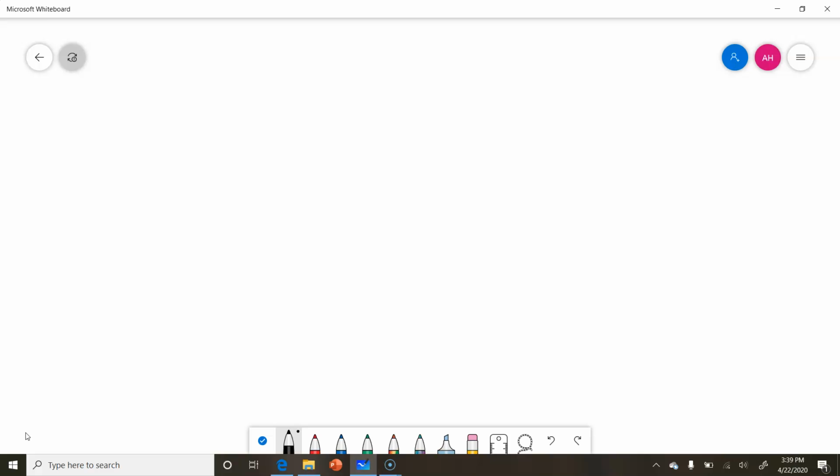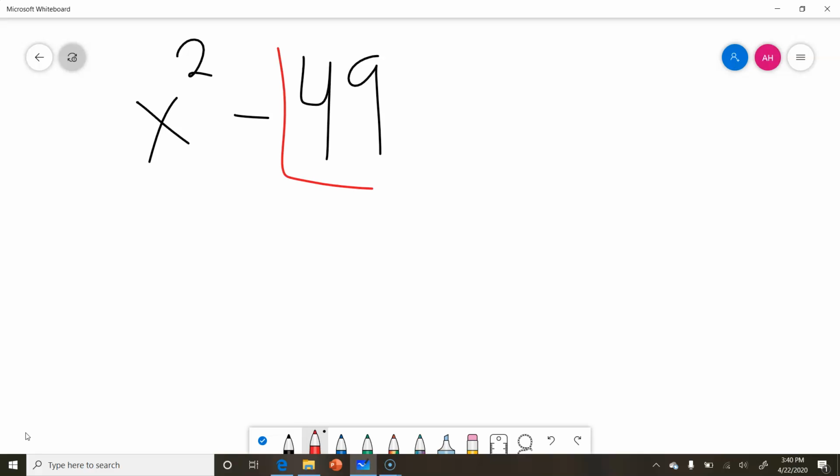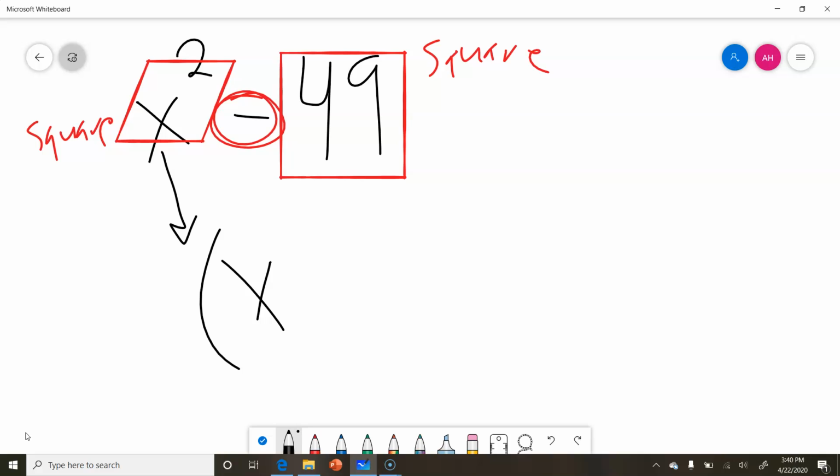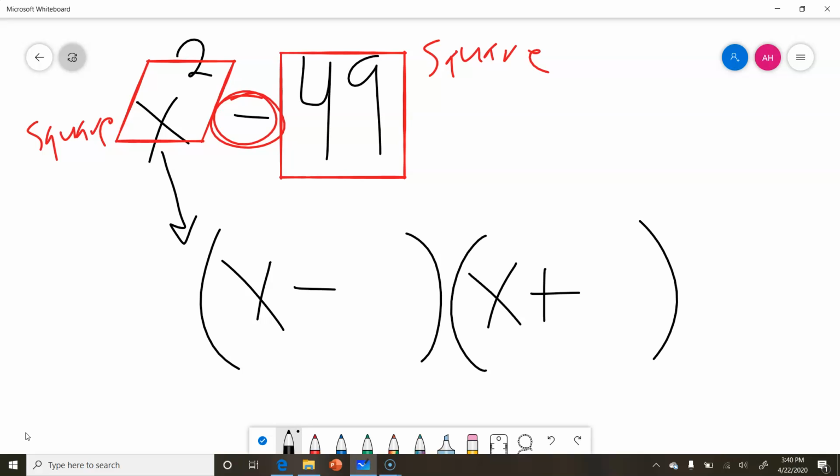So let's see, how does that work practically? If you're with me on example 1, we have x squared minus 49. 49 is a square of 7. X squared is obviously a square of x. And look at this, we got our negative sign. So we have a difference of squares. So I write x and x, and I know one's going to be minus and one is going to be plus. That's what the formula tells me. I can do that right away.